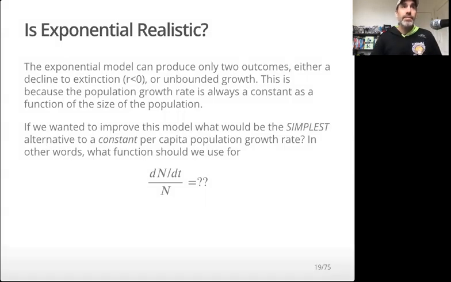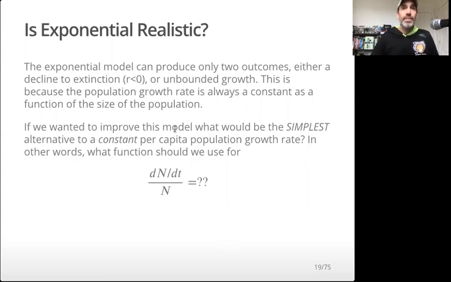Okay, so in our last series of videos, we derived the exponential growth model, which is the one that said per capita growth rate, dN/dt over N, was just a constant. And that model can really only produce two outcomes. Either you're declining to extinction or you're growing unbounded. And that's because the population growth rate is always constant as a function of the size of the population. So dN/dt versus N as a function of N is always constant.